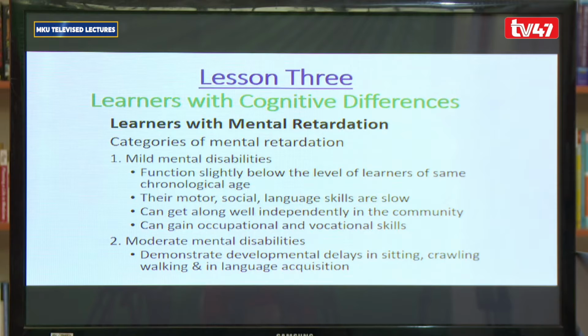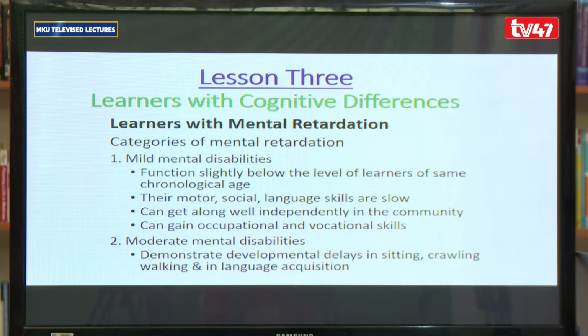Their motor, their social, their language skills are also slow, but with time they develop. They can get along well independently in the community. That's why I'm saying we live with them within our communities. And they can gain occupational and vocational skills. They are able to later on earn a living themselves, even if they are said to have mental disabilities. It's mild, but it's just that they are slow and they are behind their age mates.